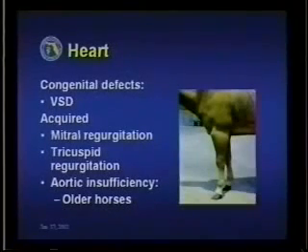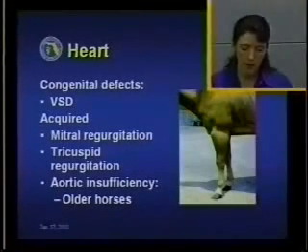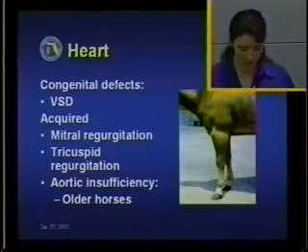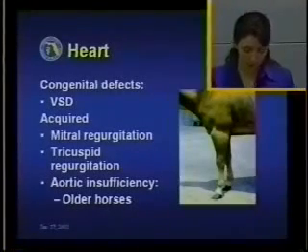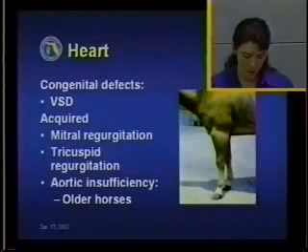Auscultation of the thorax also involves cardiac auscultation, and some of the most common defects that will affect the horse's heart can be either congenital or acquired. The most common congenital defect is ventriculoseptal defect, which results in a murmur that will be pansystolic, so cover the whole systole, and be band-shaped.